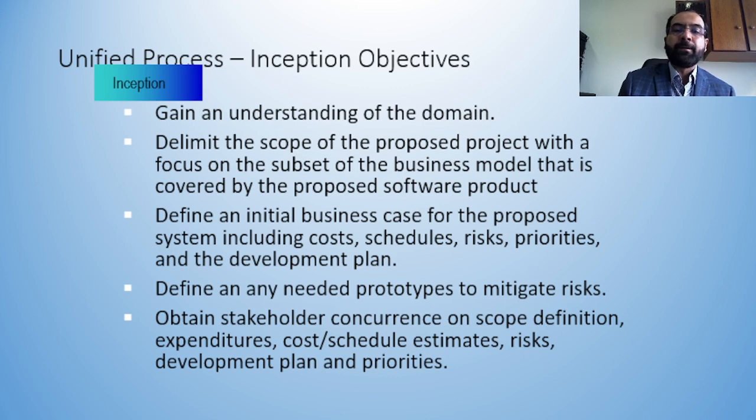So if we have that strategy, then obviously that will give us a big advantage. Obtain stakeholder concurrence on scope definition, expenditure, cost, schedule estimates, etc., because the client or the customer needs to be part and parcel of this phase, especially the inception phase, because we need to finalize those requirements. We need to finalize the scope. We need to finalize the cost, schedules, and everything.